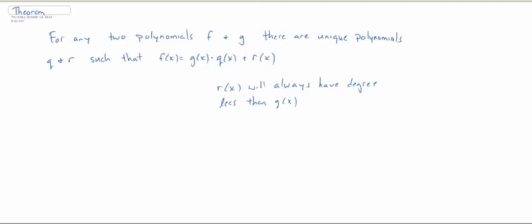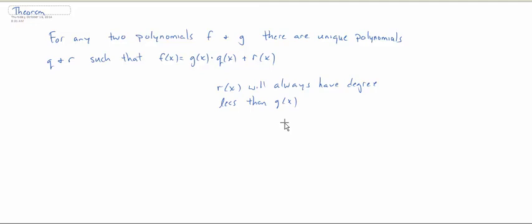So what we just did was we performed long division with two polynomials instead of two numbers. And for any two polynomials f and g, there are unique polynomials q and r such that f of x is equal to g of x times q of x plus r of x, where r of x will always have a degree less than g of x. What in the world does that mean? Well, let me show you.